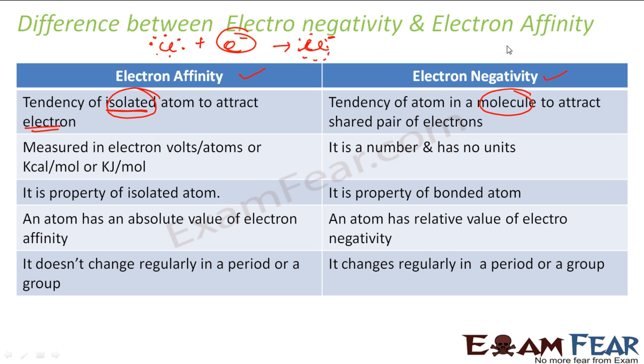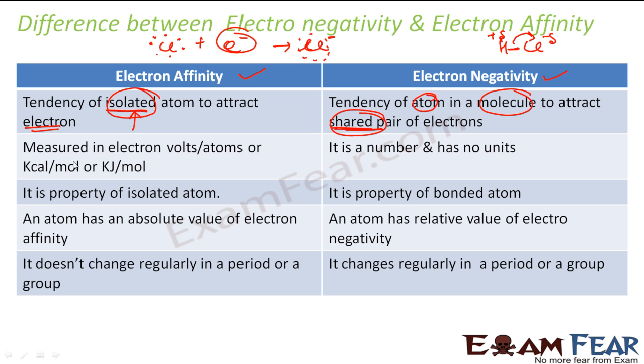For example, HCl is a molecule. In this case, chlorine has affinity to attract the shared pair of electrons toward itself, so it becomes negative. It gets a partial negative charge, and hydrogen gets a partial positive charge. That is electronegativity. So when we talk about electronegativity, we talk about a molecule, inside which the atom's tendency to attract the shared pair of electrons. Please note, it is a shared pair of electrons. In both cases, they are attracting electrons, but in one case, it is an isolated atom that attracts electron, and in the other, it is an atom in a molecule that attracts the shared pair of electrons.